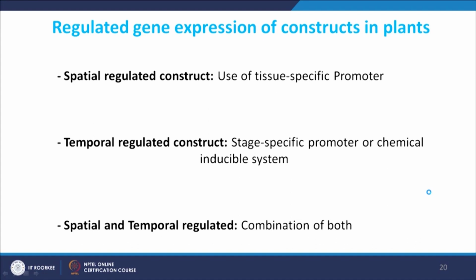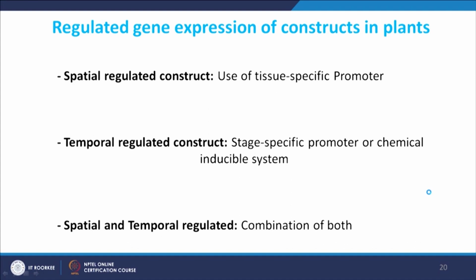For such things, you can use some tissue specific promoter, some known promoter which is expressed in a particular organ. For example, you can use a leaf specific promoter and express a flower gene in the leaf, and see whether it can start some of the flower specific developmental program in the leaf. The second way of regulation is the temporal regulation construct.